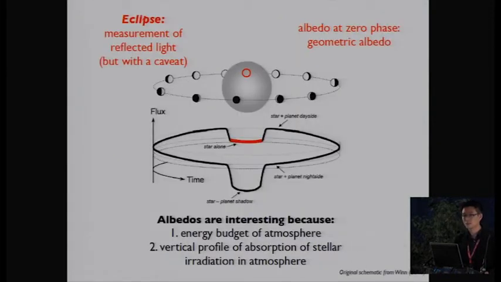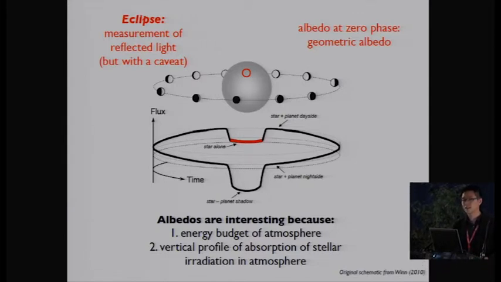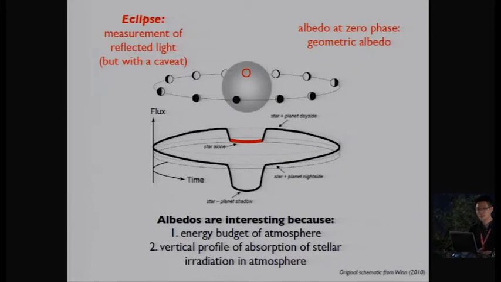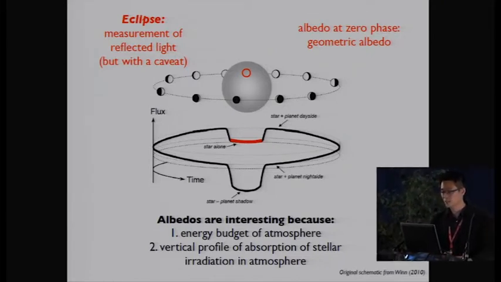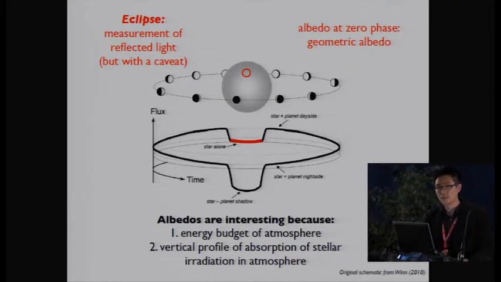Now, let's move on and talk about eclipses. In optical light, at least, one of the nice things about measuring eclipses is that you can measure the amount of reflected light coming back at you from the atmosphere, the so-called albedo. Specifically, you're measuring the albedo at zero phase angle, known as the geometric albedo. But this comes with a caveat that the light you're measuring is mostly reflected light and not contaminated by thermal emission, something I'll talk about in the next slide.